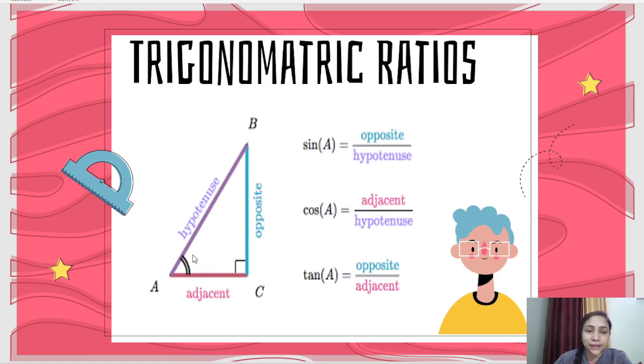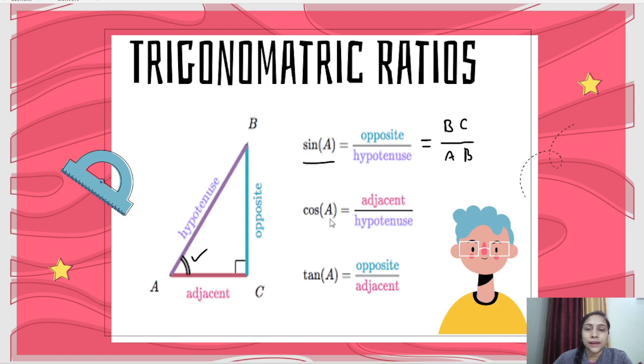Okay, this angle we are taking into consideration. According to this angle, opposite is here and adjacent is here. If we are talking about sine A, this is the ratio: sine A is equal to opposite side upon hypotenuse. If we take the names of these two sides, the opposite side is BC, so it should be BC upon hypotenuse. The side just before the 90-degree angle is known as hypotenuse, so hypotenuse is AB here.